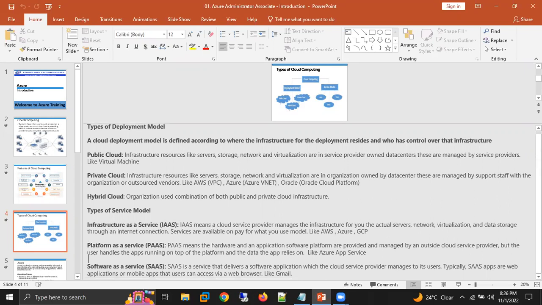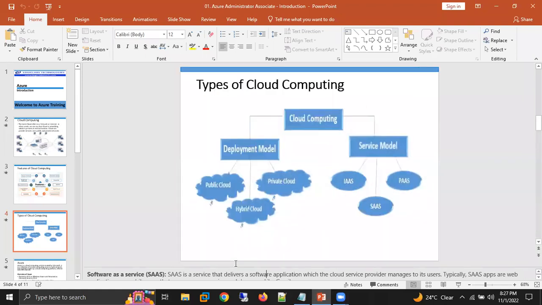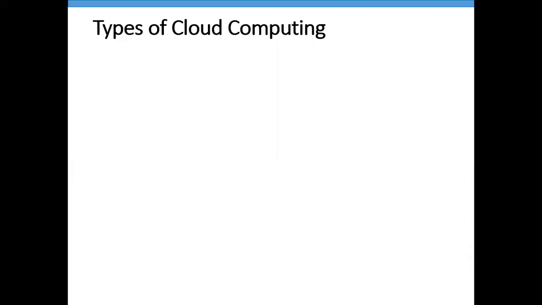Next, and the last one, is software as a service. We all know Gmail, Hotmail, Yahoo. What are these? These are all called software as a service. Even WhatsApp is called software as a service. Telegram is also software as a service. So these are the types of models we have under our cloud. This is what we have discussed about cloud computing.